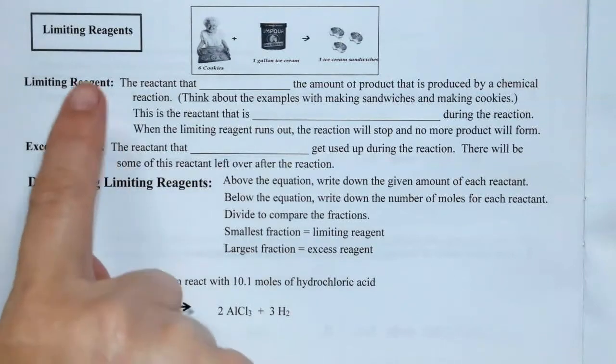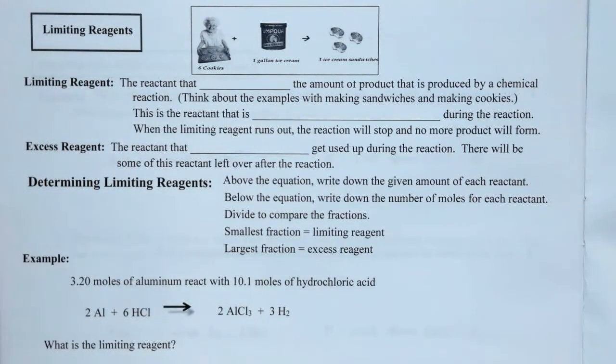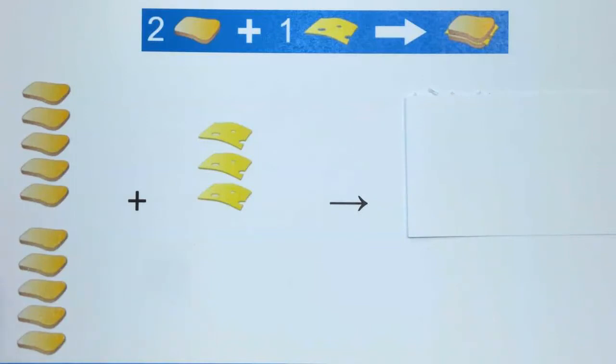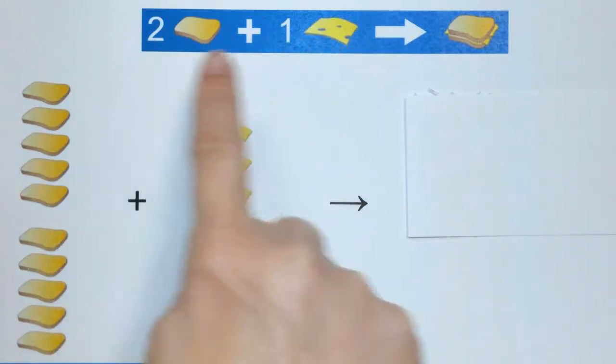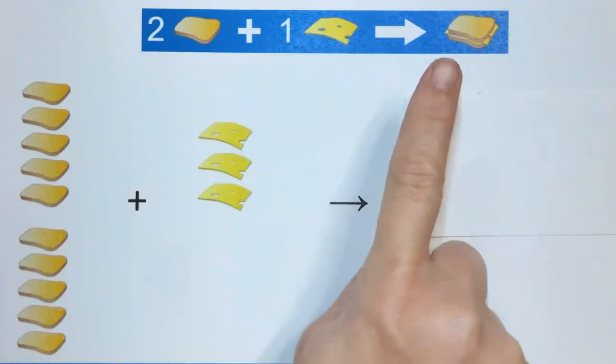Today's focus is going to be on limiting and excess reactants. First, let's think about it in terms of sandwiches. We have bread and cheese. 2 slices of bread to 1 slice of cheese would make 1 sandwich.